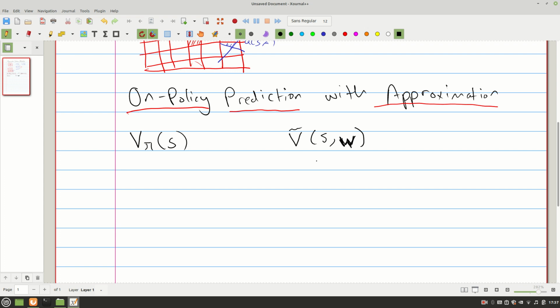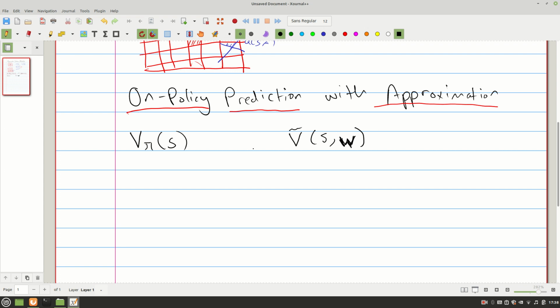Because when we update a particular state, we actually affect the value of other states. This is assuming that the dimensionality of w should be much smaller than the number of states we have, because that's the only reason why we would try to use a function to approximate the value of a state. So this solves certain problems and introduces other ones that we'll go into in this video.